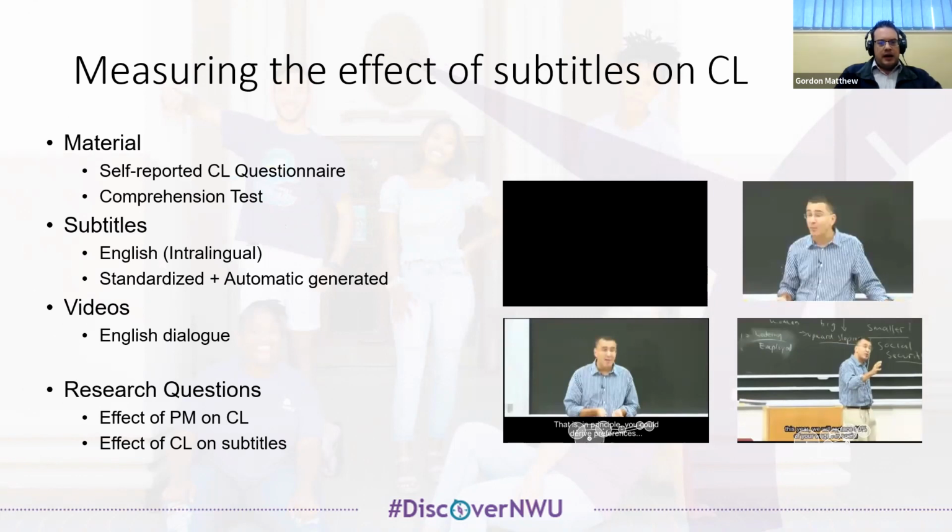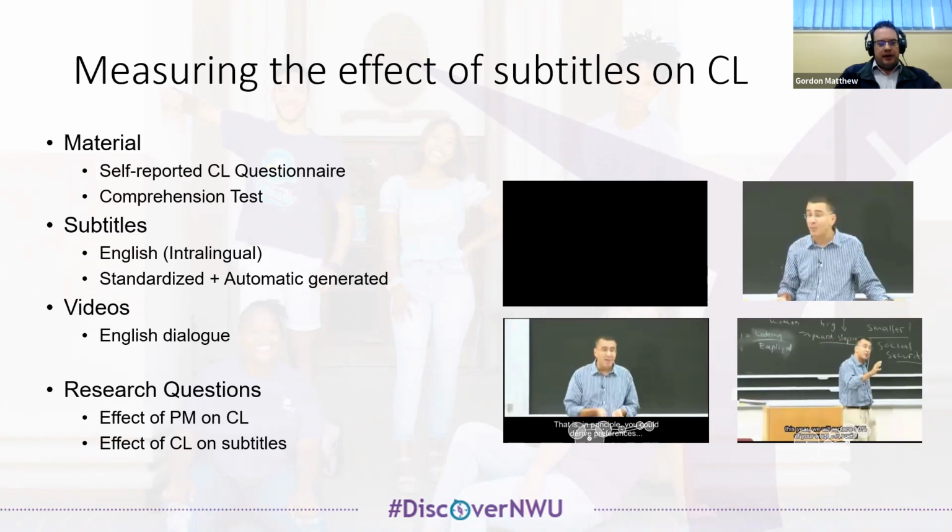Okay, so as I said, the material was a self-reported questionnaire and a comprehension test. The subtitles were English, along with the dialogue, which is also English. Standardized subtitles are subtitles that are generated through specific guidelines. We used the BBC's subtitle guidelines, which say no longer than 6 seconds per subtitle, and each subtitle line is 37 characters. All those characteristics that I gave earlier are standardized, and you have to create those subtitles manually.